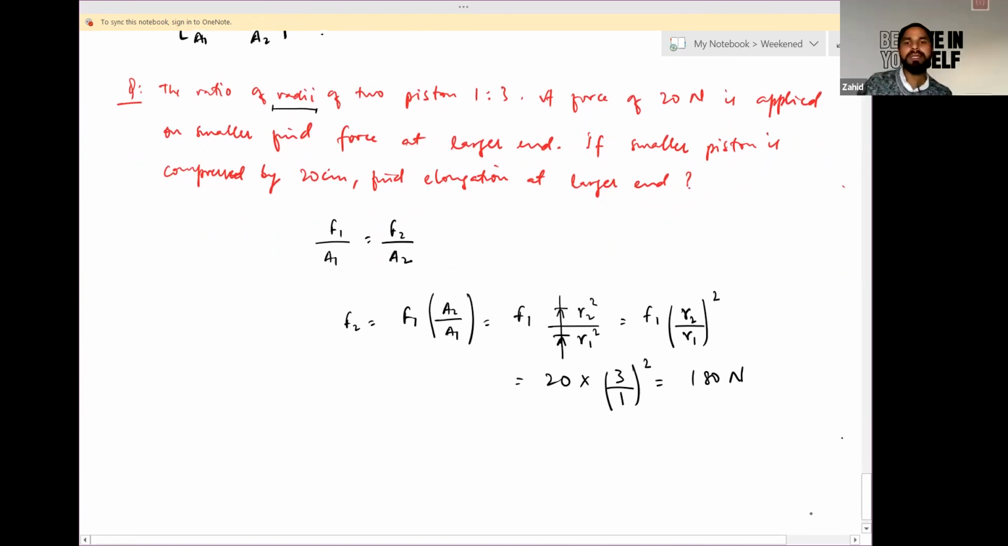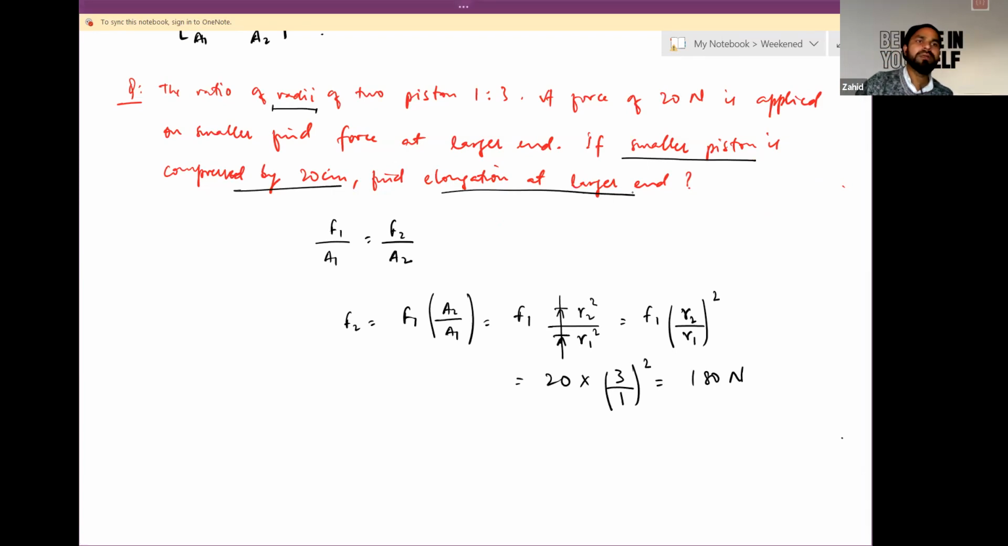Wahid, any doubt? Now for the second part, the smaller piston is compressed by 20 centimeter. So find elongation at the larger end.